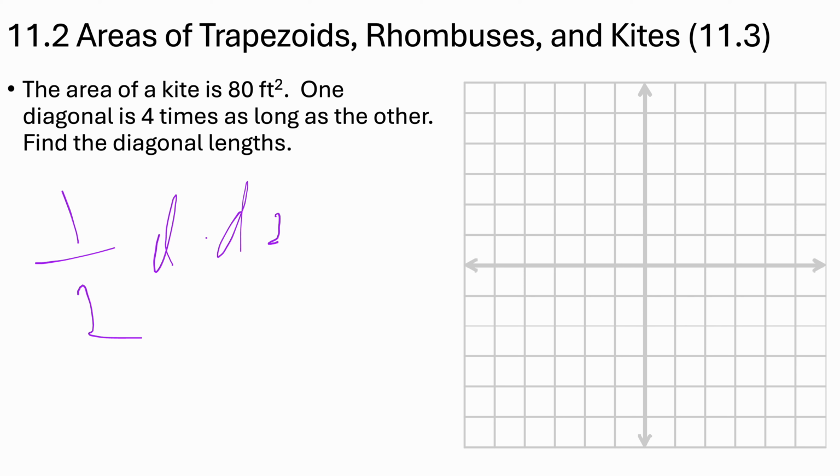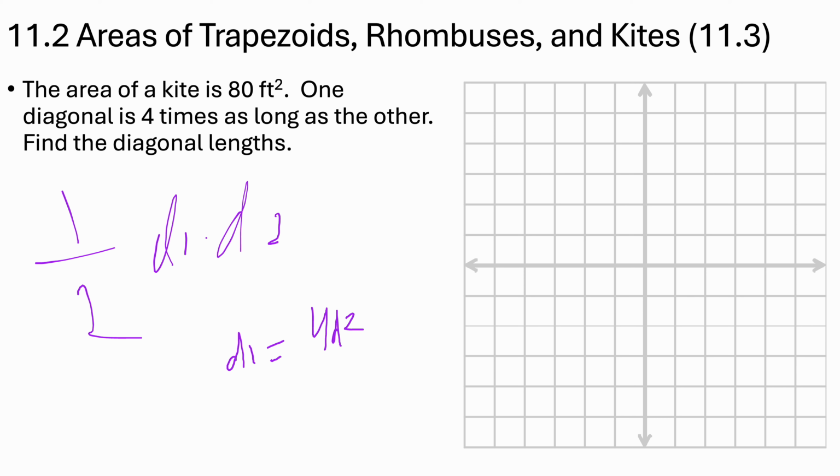Okay. Now what is given? Given is that one diagonal is 4 times as long as the other. So d1 is equal to 4 times d2. This is what is given. Then they are asking what is the length of the two diagonals. So what you do, instead of d1 write 4 into d2.